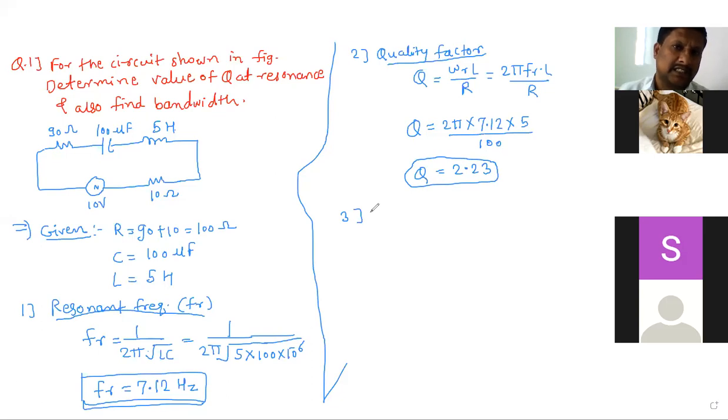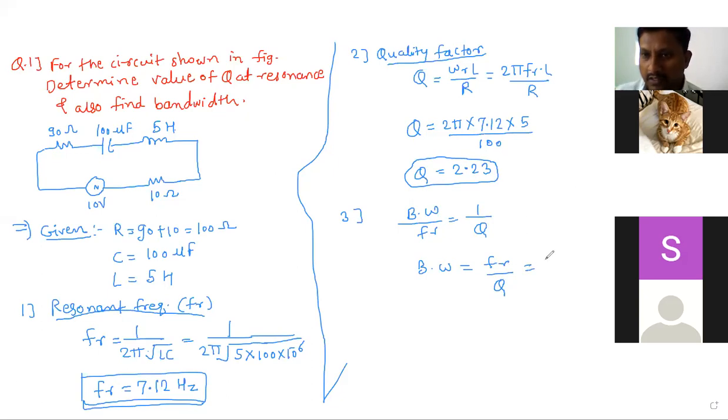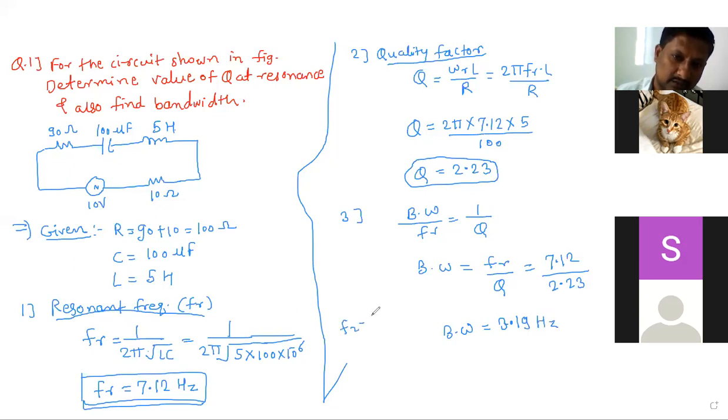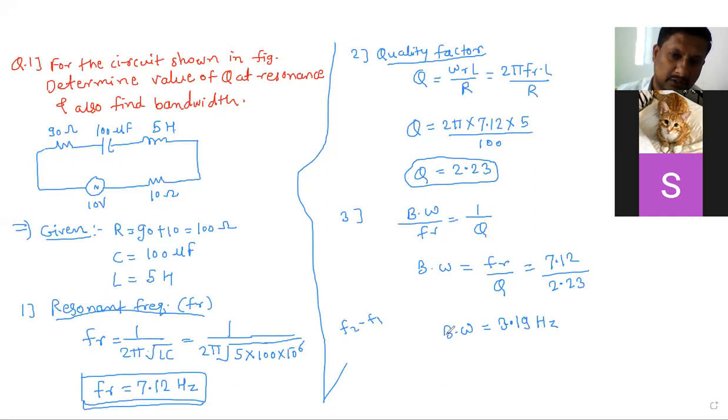FR is known, the quality factor is known, so there is no difficulty in calculating the bandwidth. So bandwidth divided by FR is equal to 1 upon Q. So bandwidth is equal to FR by Q. The FR value is 7.12 divided by the quality factor 2.23. So we can get the bandwidth as 3.19. What is the unit for bandwidth? It is hertz, because F2 minus F1 are both frequency terms, so the unit stays the same. So this is the bandwidth.